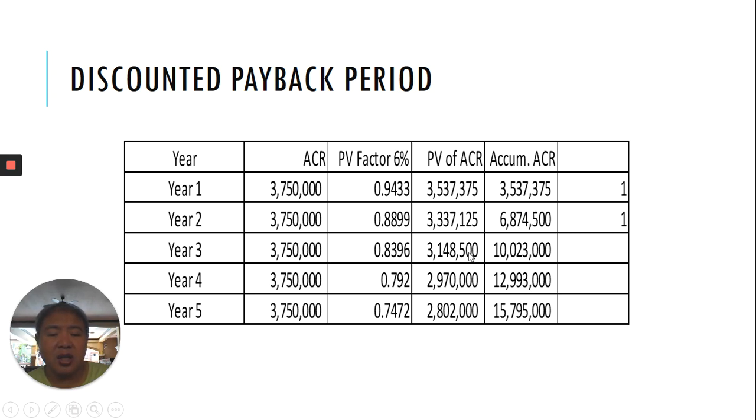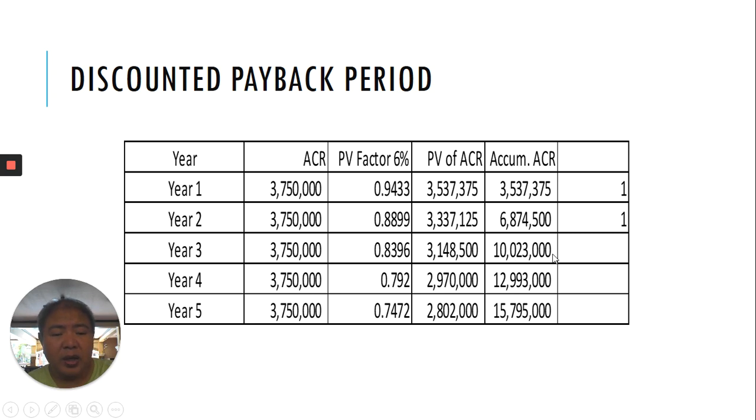So we go to year three, which is 3.1 million. Now, if we say 6.8 plus 3.1, then it's already 10 million and 23,000 more than our investment cost. So the payback period is still between 2 to 3 years, but it's gearing towards year three because this is only 23,000.